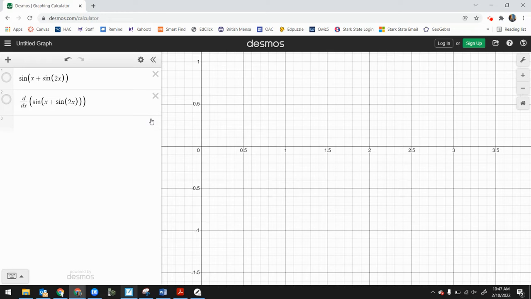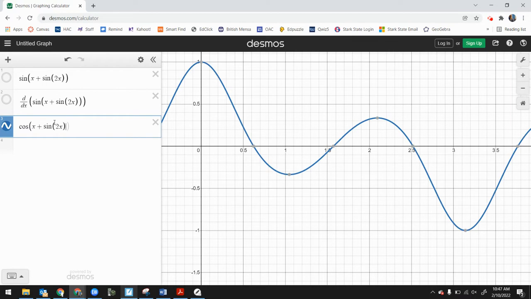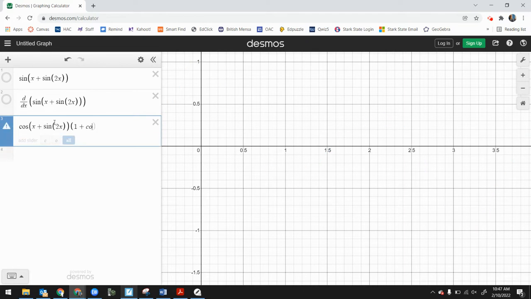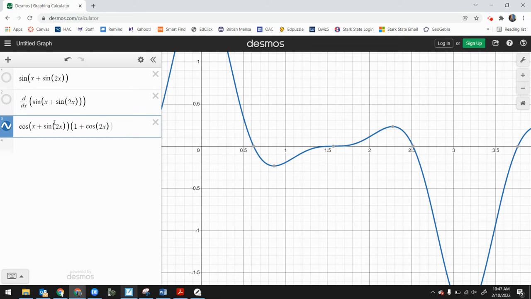Now, what's really nice is that I could go into Desmos and type cosine of x plus sine 2x, in parentheses, times 1 plus cosine 2x, in parentheses, times 2.